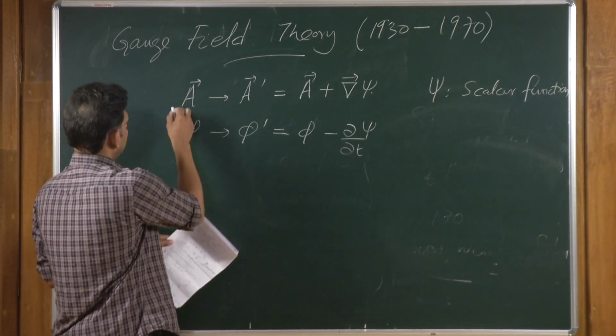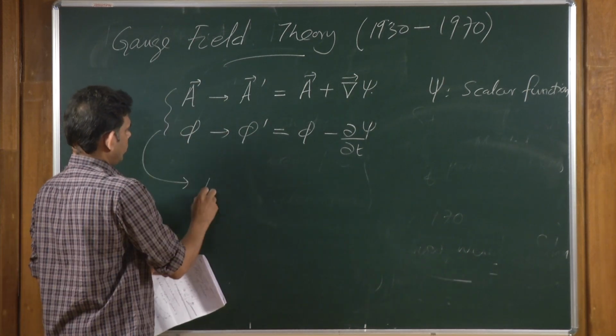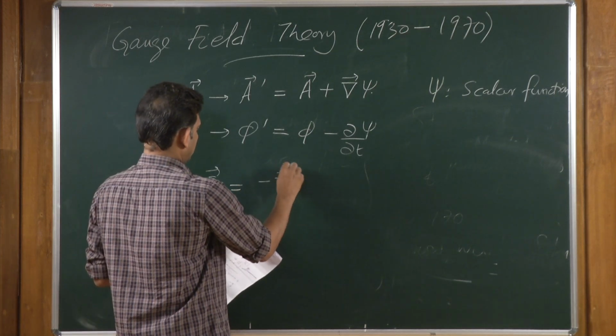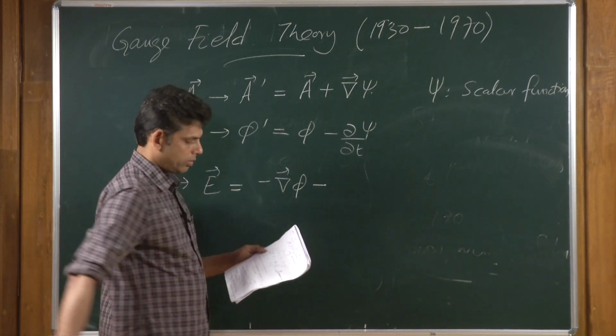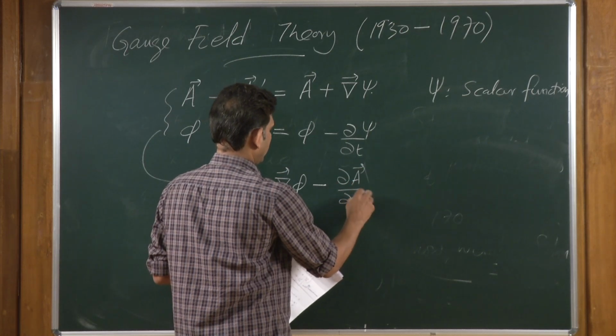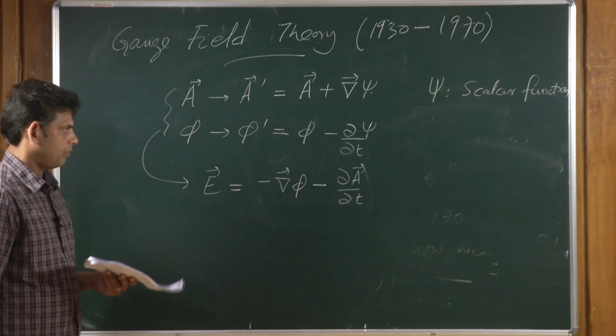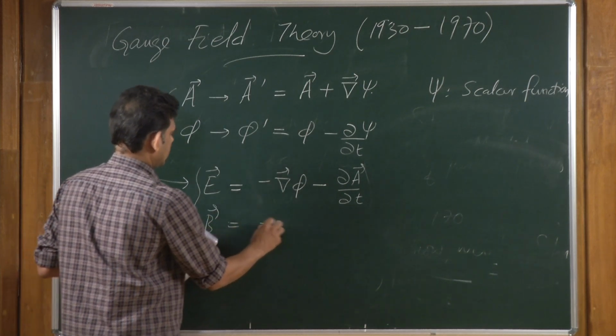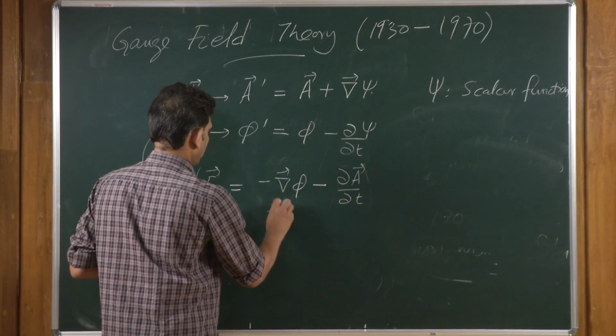then this together will give you the electric field E equal to minus gradient of phi, we are familiar with this, minus the derivative of A with respect to time, and the magnetic field is essentially curl of A.